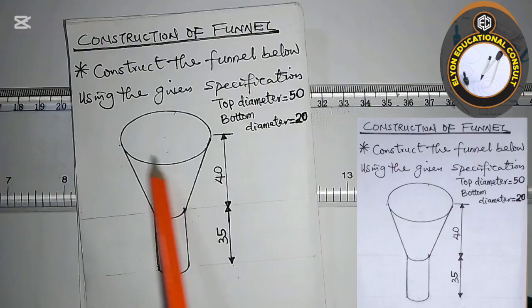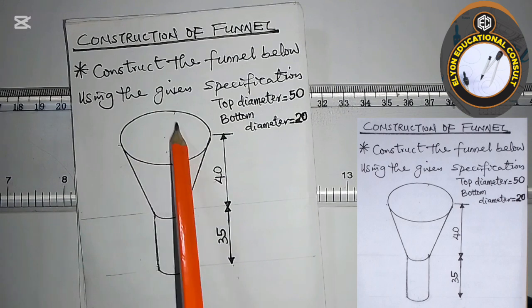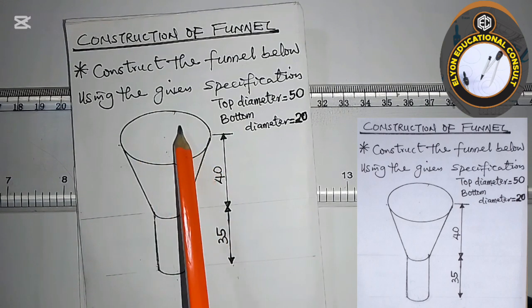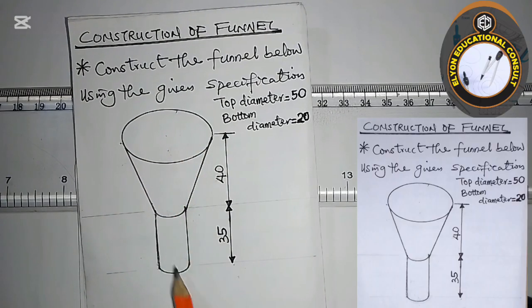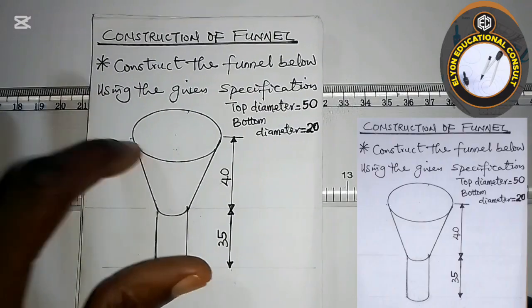funnel. Now you see the top of the funnel is not going to be a perfect circle, so we are not going to be using our compass to draw that. We are going to be using an isometric circle. So I'm going to be constructing the isometric circle first, and you see this part here, they are all isometric circles. Half isometric circle that we have here. So very quickly we construct the isometric circle.